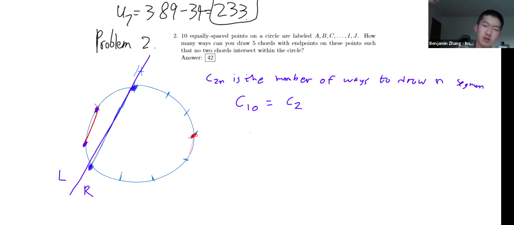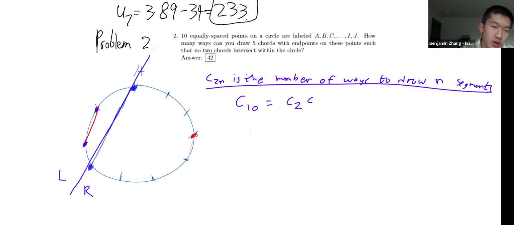Okay, so it's clearly C of 10 over here is equal to C of 2 plus C of 2 times C of 8, sorry, because it's the number of ways to draw both sections. But then there's also different ways that you could connect it.